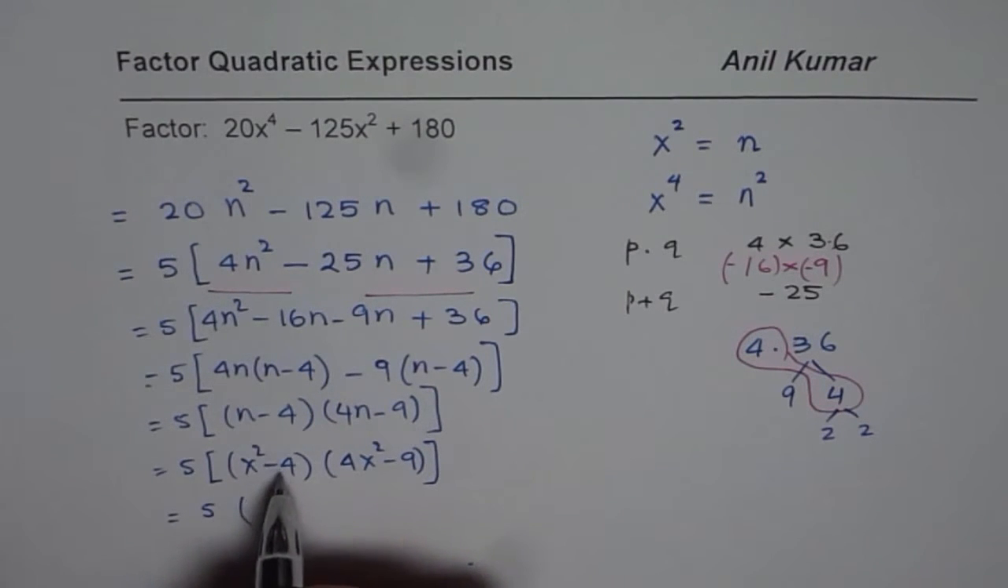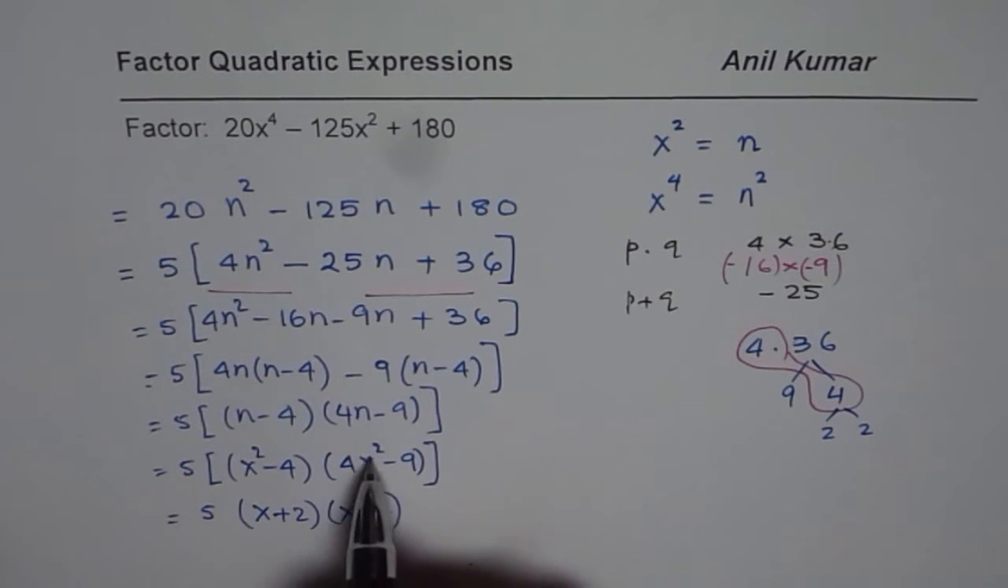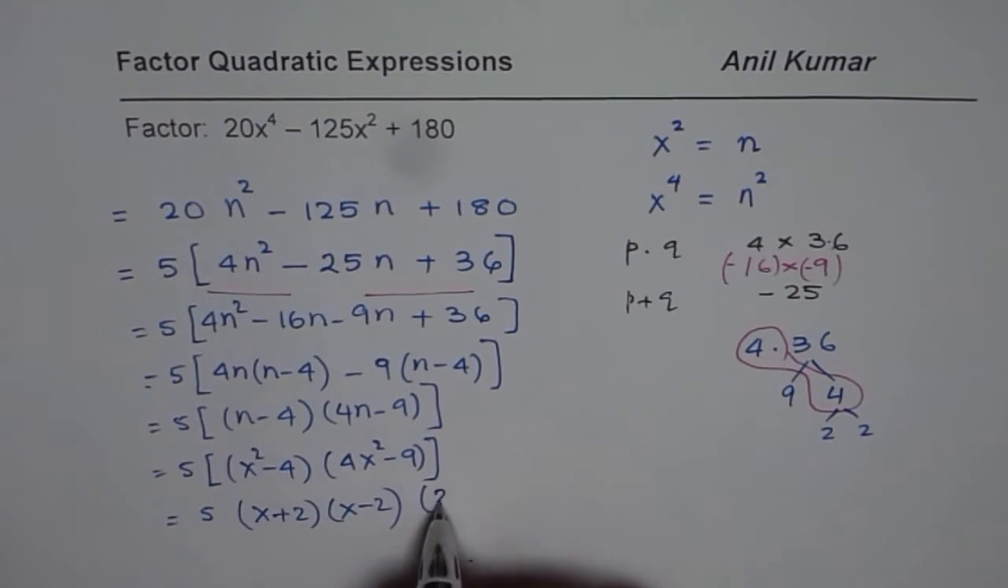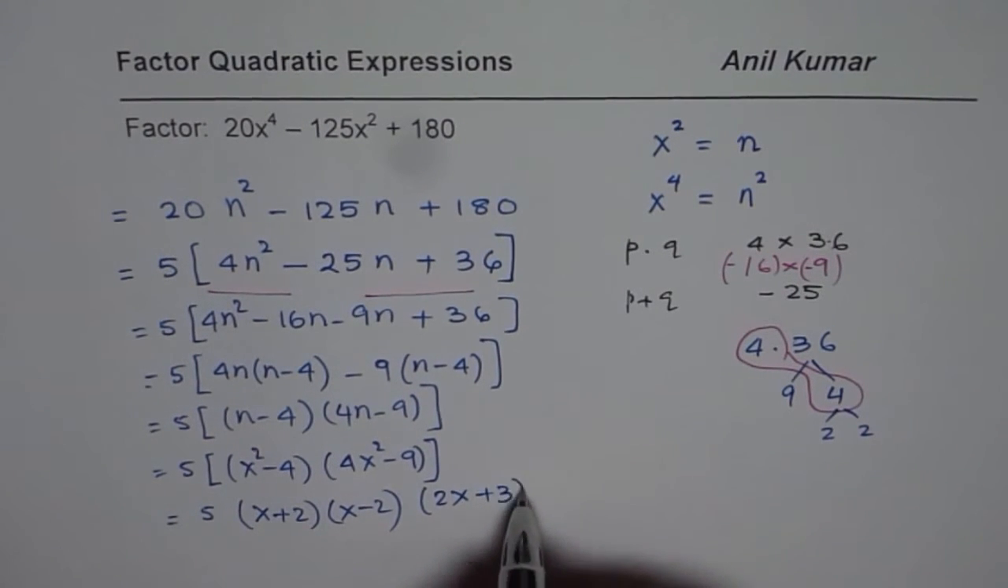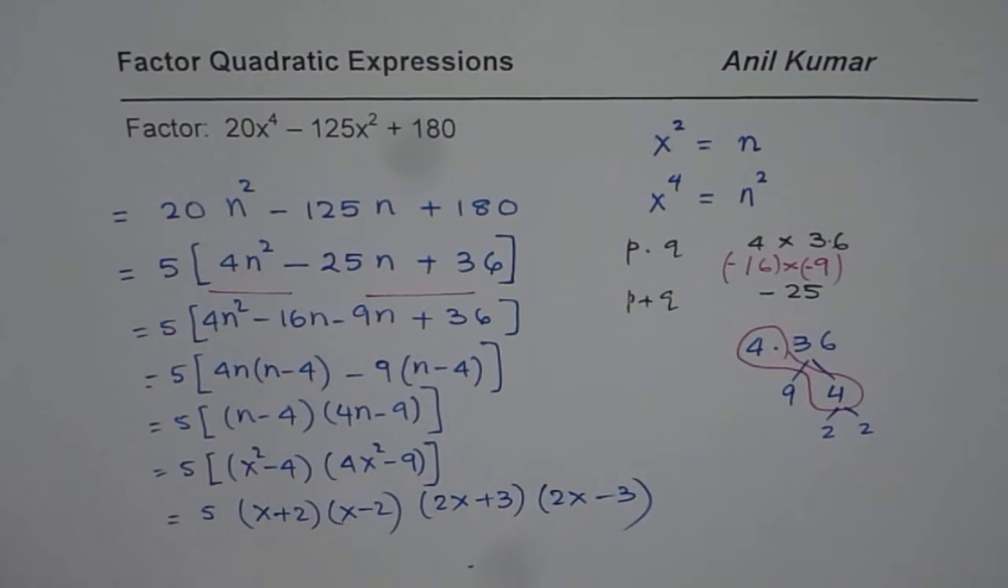x squared minus 4 is x squared minus 2 squared. I could write this as x plus 2 times x minus 2. How about the second factor? 4x squared minus 9 could be written as 2x whole squared minus 3 squared. So I could factor this as 2x plus 3 times 2x minus 3. Do you see that? So that is how we can factor the given trinomial fully.